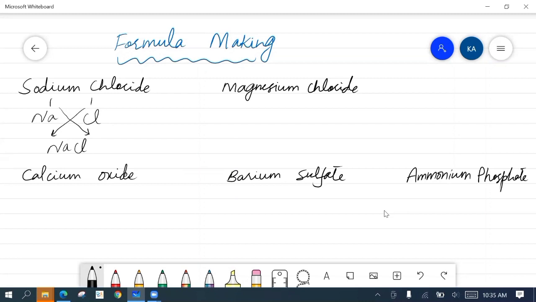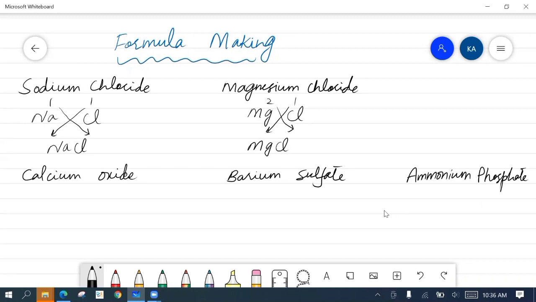Similarly, let's talk about magnesium chloride. The symbol of magnesium is Mg, and Mg is present in group number 2, so its valency is 2, and Cl's valency is again 1 because it's present in group number 7. These are again simplified numbers, so bring them down. So we'll get the formula MgCl2.